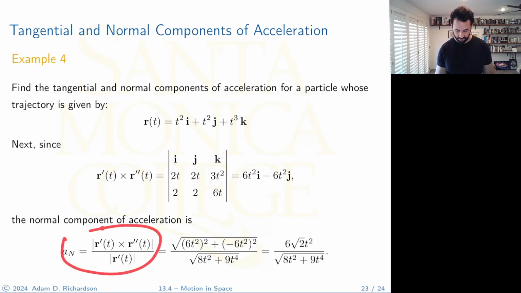Here's the formula for the normal component of acceleration. Here's the formula for the length of that cross product vector right there. And then everything simplifies down to this. And that's what we've got right there.